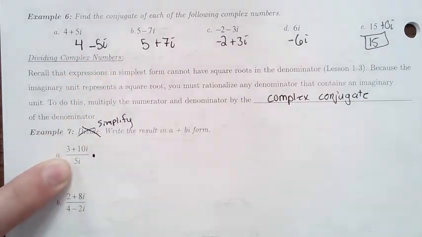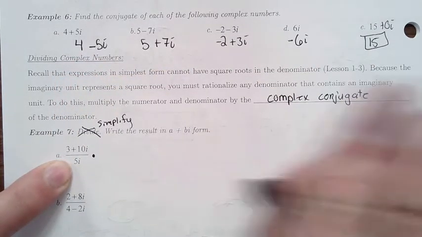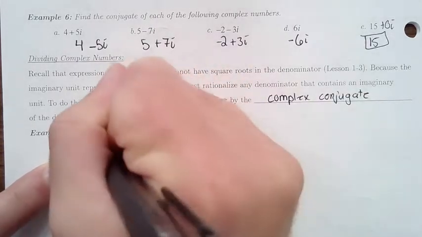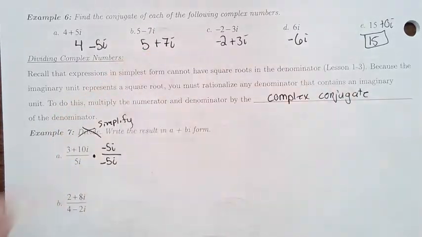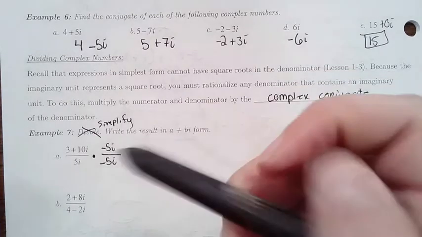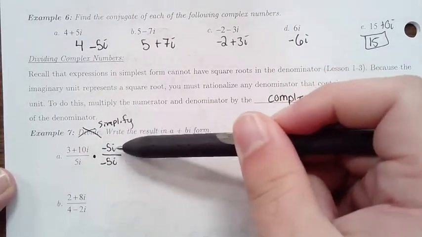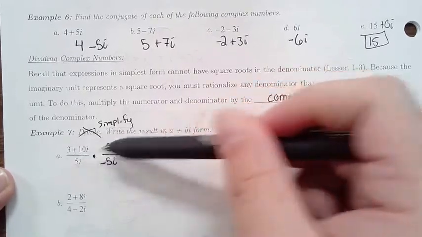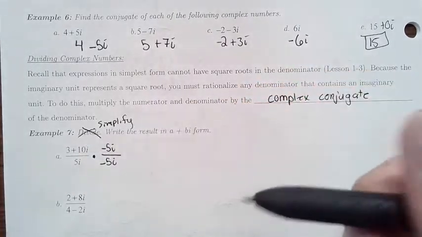I need to multiply here by my complex conjugate of a 5i. Well, the complex conjugate is a negative 5i, and since I multiply it on the bottom, I have to multiply by the same thing on top, so that I'm not changing the value. We talked about this before. If I have the same thing on top and bottom, I'm really multiplying by 1. So I'm not changing the value here. I'm just changing what it's going to look like.